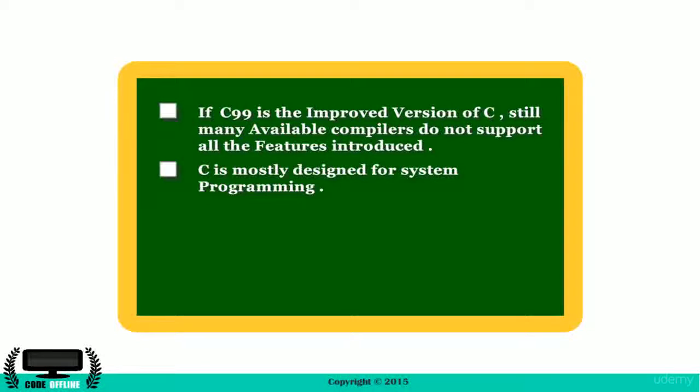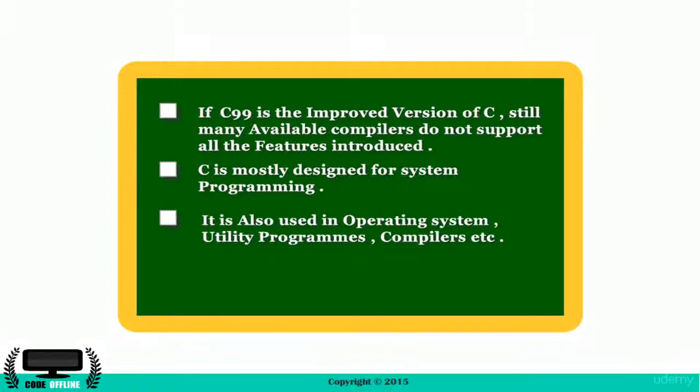C is mostly designed for system programming, but it can be applied to every field. As I told you before, it can be applied to design games and to build operating systems and all. It is also used in operating systems, utility programs and compilers. In this manner you can perform any operations with the help of the C programming language, and we are going to see each concept practically as we move forward in this course.